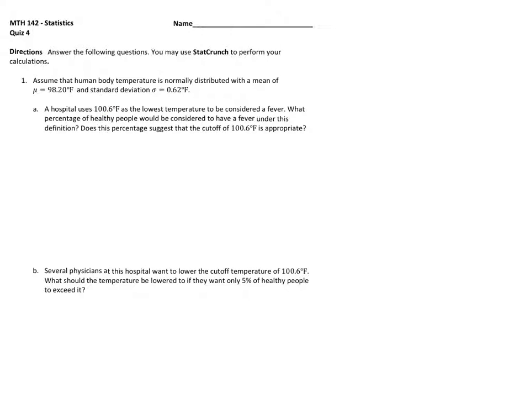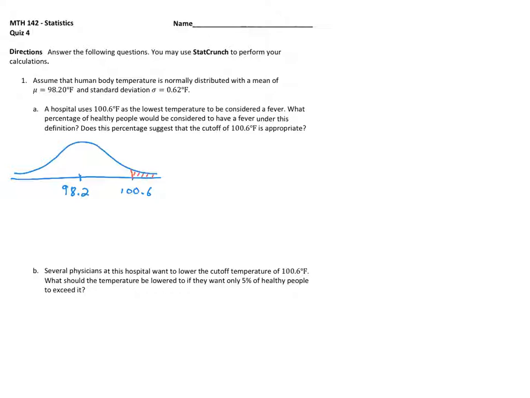So to analyze this, to determine this percentage, I'm going to use a bell-shaped curve since we're talking about a normal distribution. So there's my bell-shaped curve, and I'll draw a number line below it. Right here in the middle is our mean of 98.2 degrees. And I think the other important information to mark is going to be over here, which is 100.6. So 100.6 degrees Fahrenheit is some distance away from the mean. What we want to figure out is, what is this area?